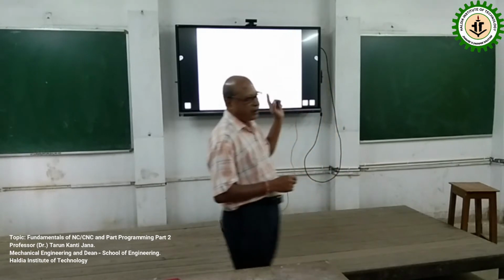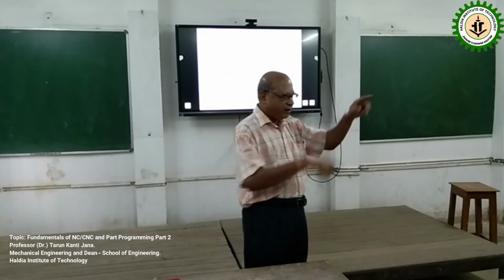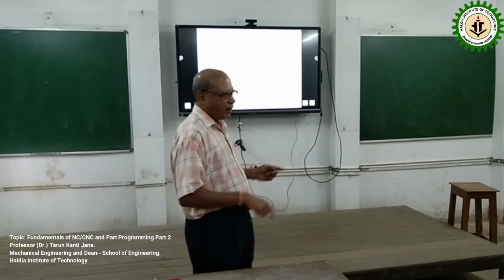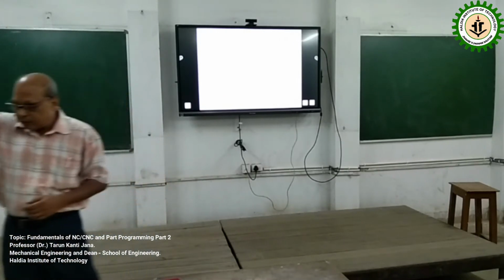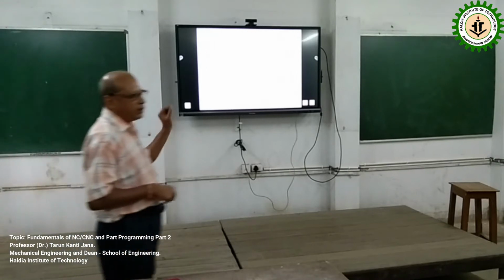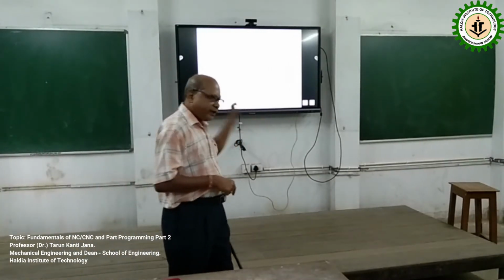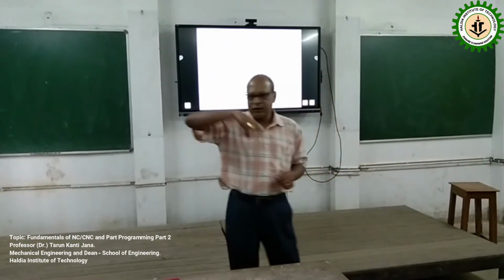The Z axis will always be along the spindle. In the second half, if you visit there, you will find that the red color mark is there: Z plus, Z minus, along the spindle, the up-down movement. So how to define what is plus and minus? Z will be the axis which will always be along the spindle.